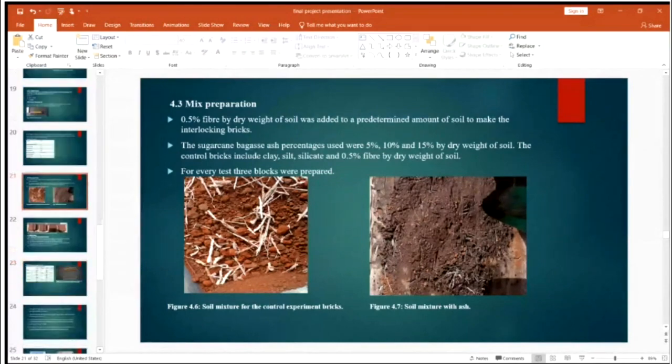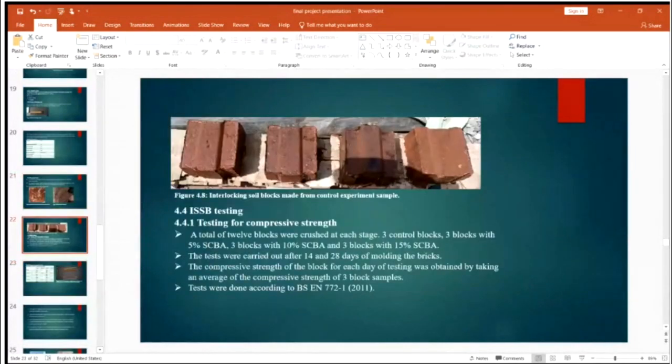Then we tested for compressive strength after the soil blocks. The tests were carried out after 14 to 28 days of molding the bricks. The strength of the block for each day of testing was obtained by testing the compressive strength of 3 block samples.